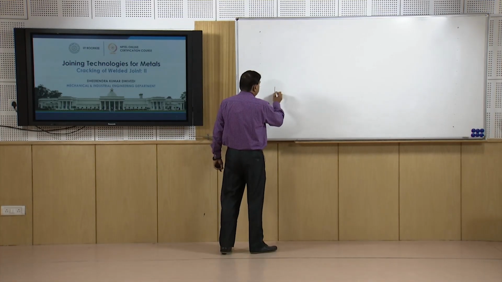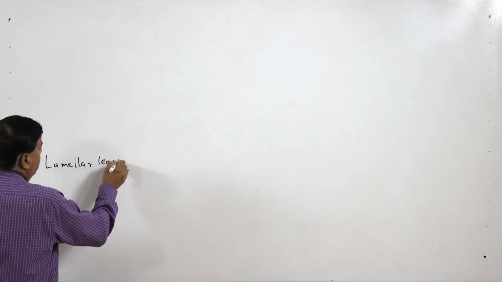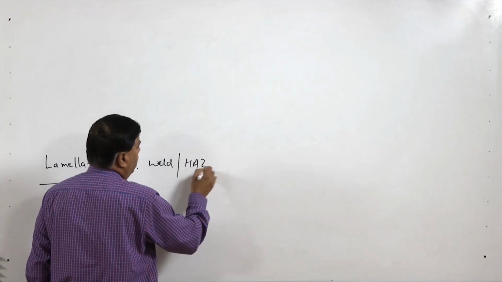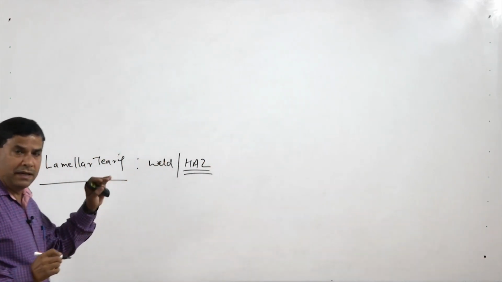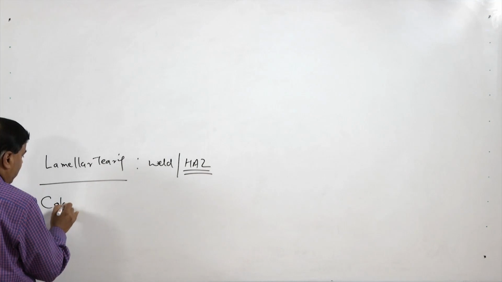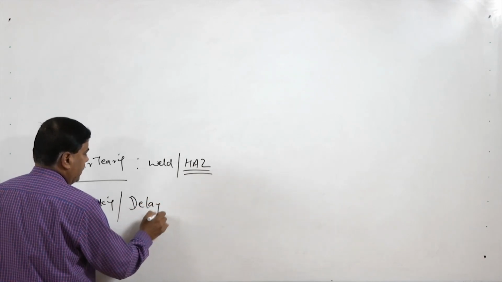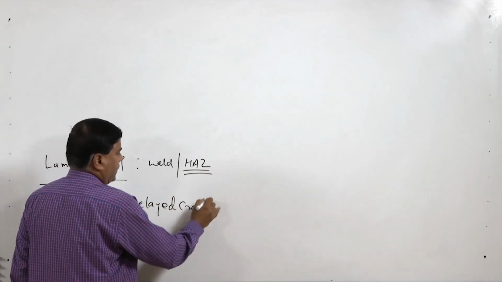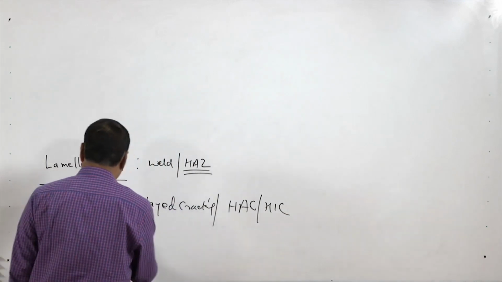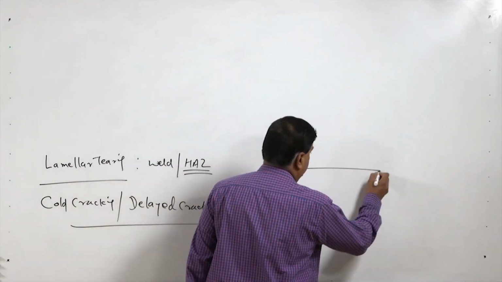Today I will be talking about the two types of cracks in this presentation. First, lamellar tearing is one kind of crack observed both in the weld and the heat affected zone, but the formation of this kind of crack or tearing is more commonly observed in the heat affected zone. And another one is called the cold cracking, or also known as the delayed cracking, also termed as the hydrogen assisted cracking or hydrogen induced cracking. These are the four different names which are given to another type of crack which is observed in the heat affected zone.